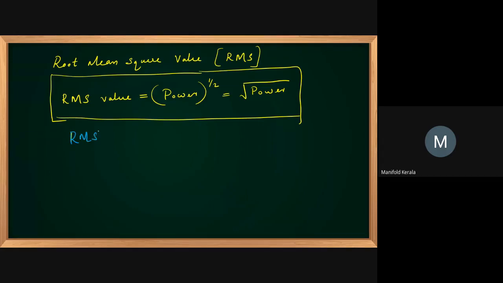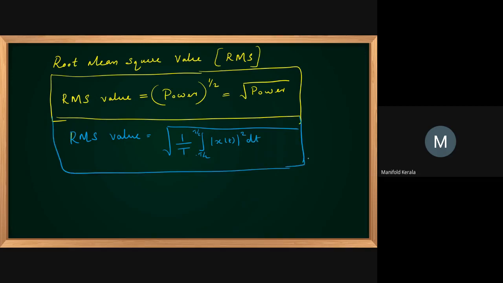RMS value is equal to the square root of, now what is the expression for power? Power is 1 by T integral from minus T by 2 to plus T by 2 of mod x of t squared dt, right? This is also an expression for the RMS value. So the RMS value of a signal is the square root of power.